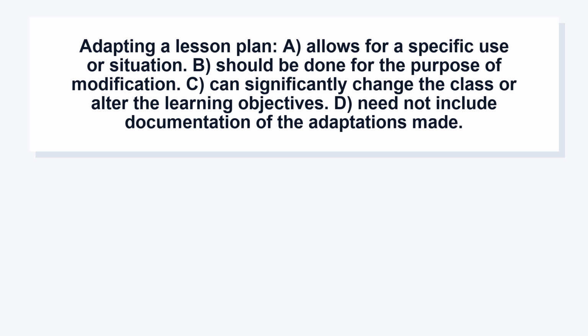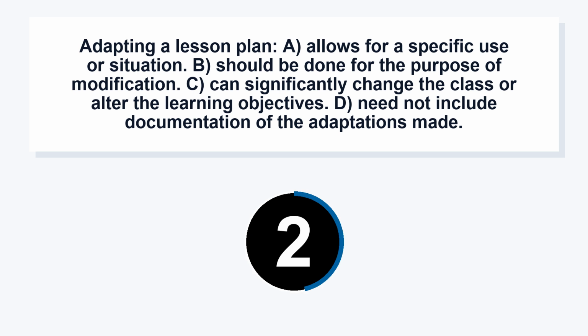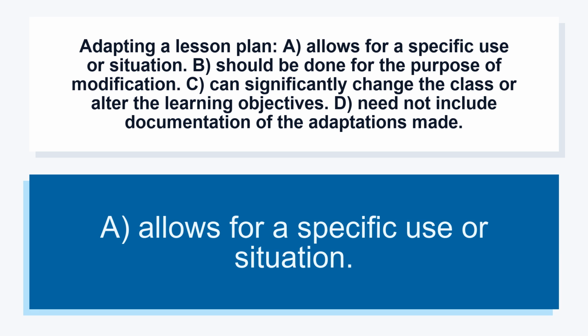Adapting a lesson plan A. Allows for a specific use or situation, B. Should be done for the purpose of modification, C. Can significantly change the class or alter the learning objectives, D. Need not include documentation of the adaptations made. A. Allows for a specific use or situation.